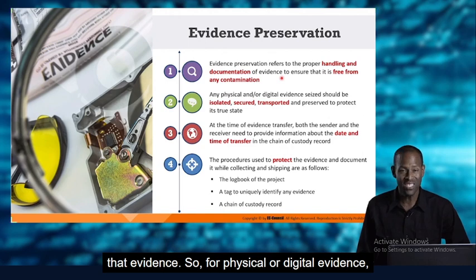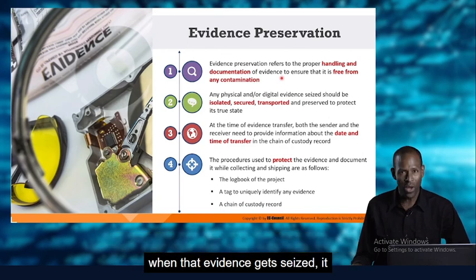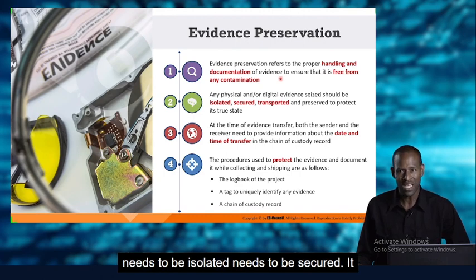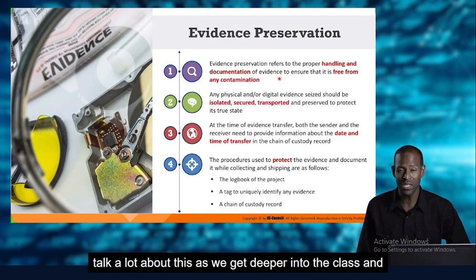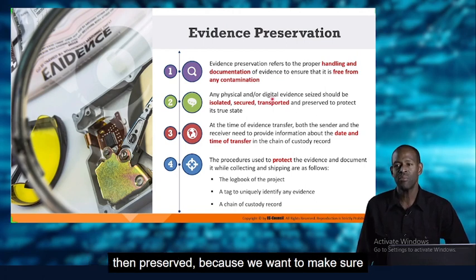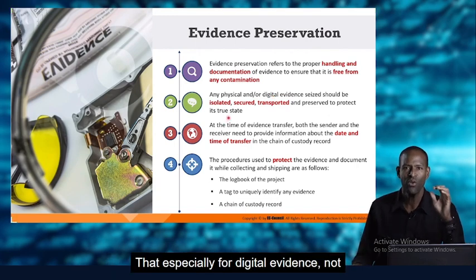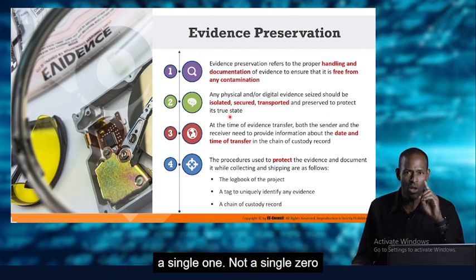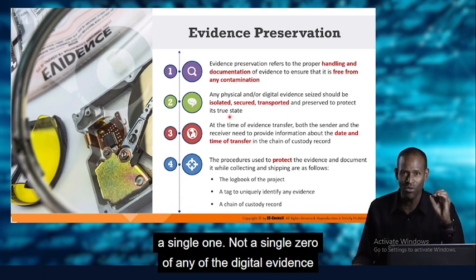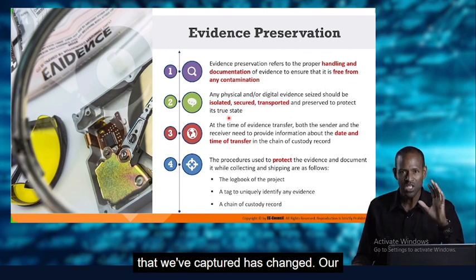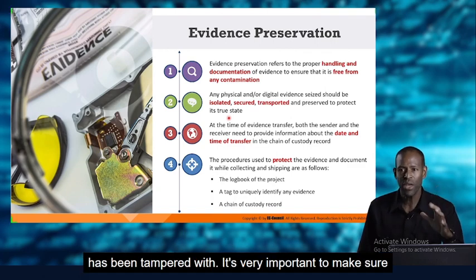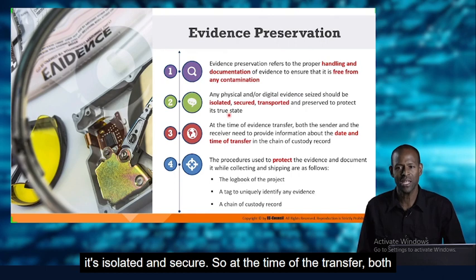So for physical or digital evidence, when that evidence gets seized, it needs to be isolated. It needs to be secured. It needs to be transported securely. We're going to talk a lot about this as we get deeper into the class. And then preserved, because we want to make sure that, especially for digital evidence, not a single zero or one of the digital evidence that we've captured has changed or has been tampered with. It's very important to make sure it's isolated and secured.